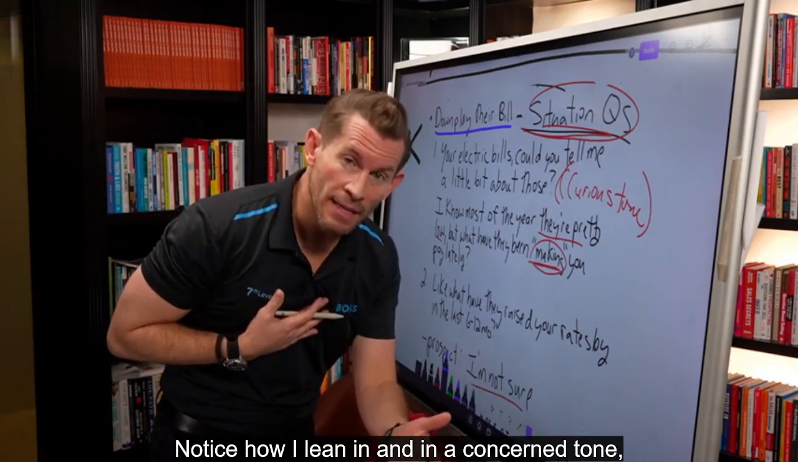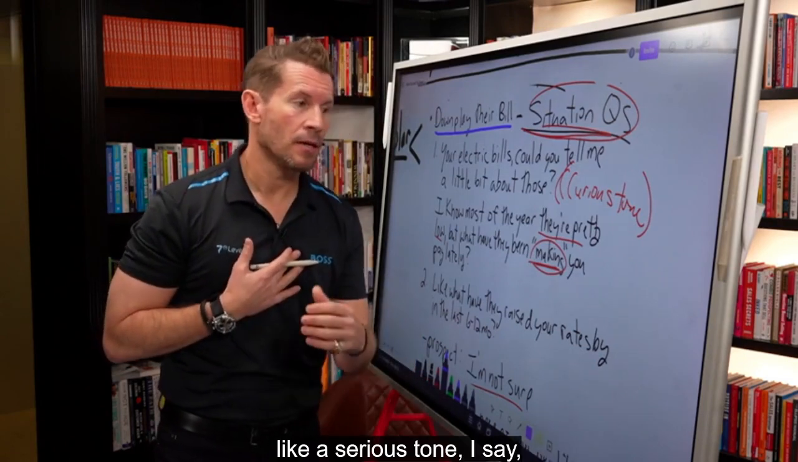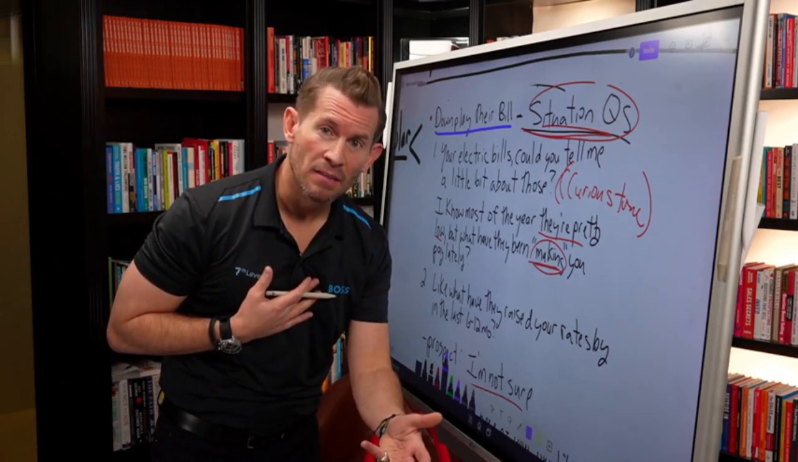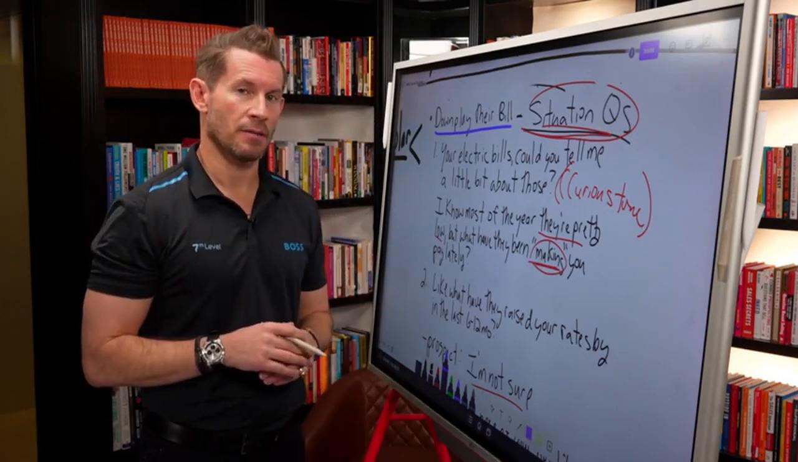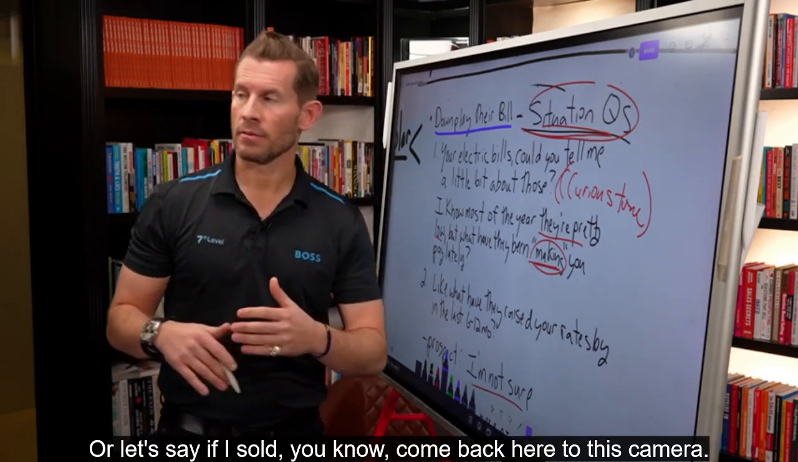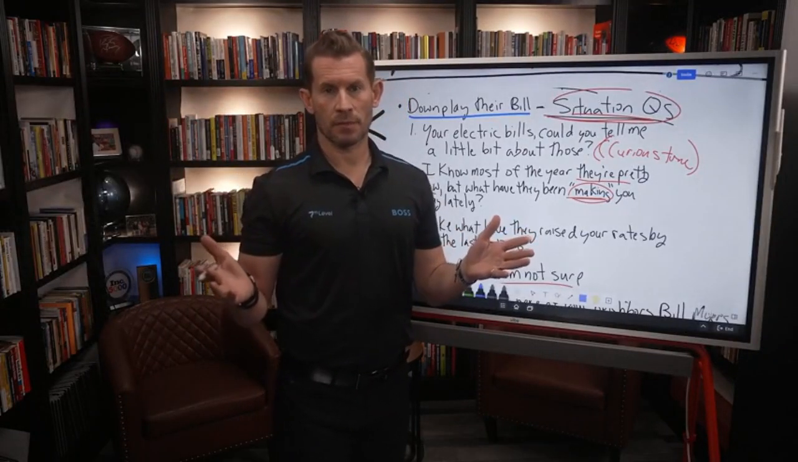Notice how I lean in and in a concerned tone, like a serious tone, say, but what have they been making you pay lately? See that builds trust. See how I'm doing that? I'm mismatching. That's an example of mismatching. Or let's say if I sold, come back here to this camera. What if I sold merchant processing?